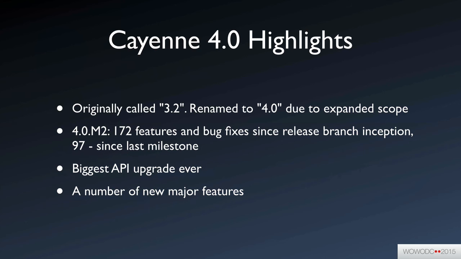Today we'll be talking about Cayenne 4.0 and what's new in Cayenne 4.0. The first thing that's new is that it wasn't actually called 4.0 before. We renamed it just recently because there was so much new stuff, new APIs. So it was 3.2. The latest release is 4.0.M2. M1 was still 3.2. As you see, we have lots of new features, almost 100 new features since the last milestone. And I guess we should just release more often.